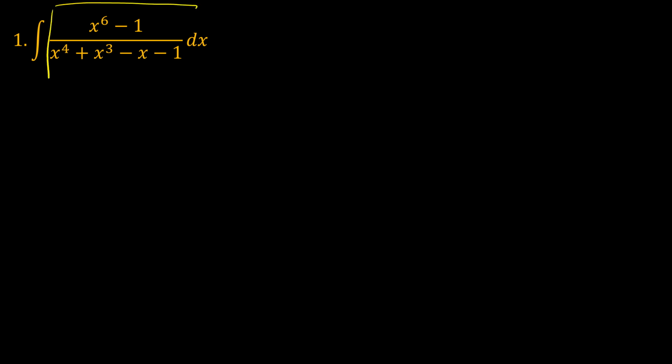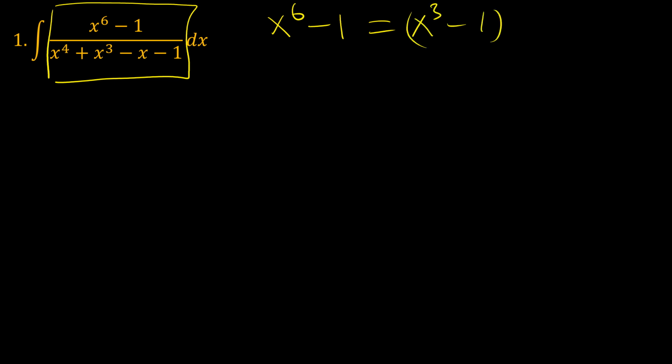We can simplify the integrand, right? This part here. X to the power 6 minus 1 is the same as x to the power 3 minus 1 times x to the power 3 plus 1.